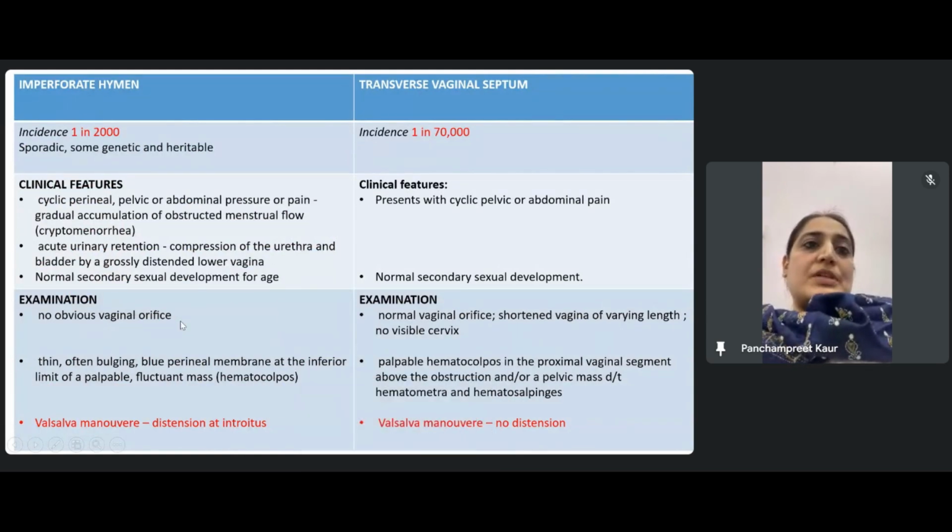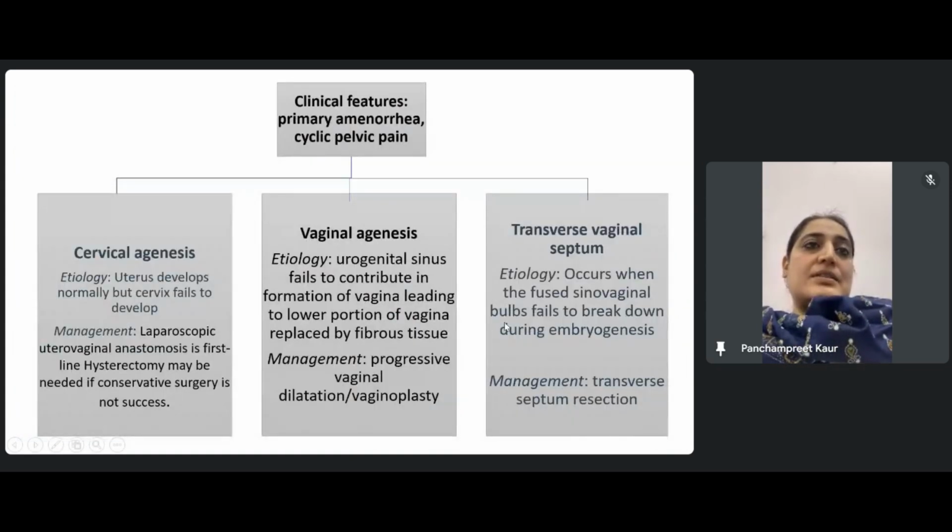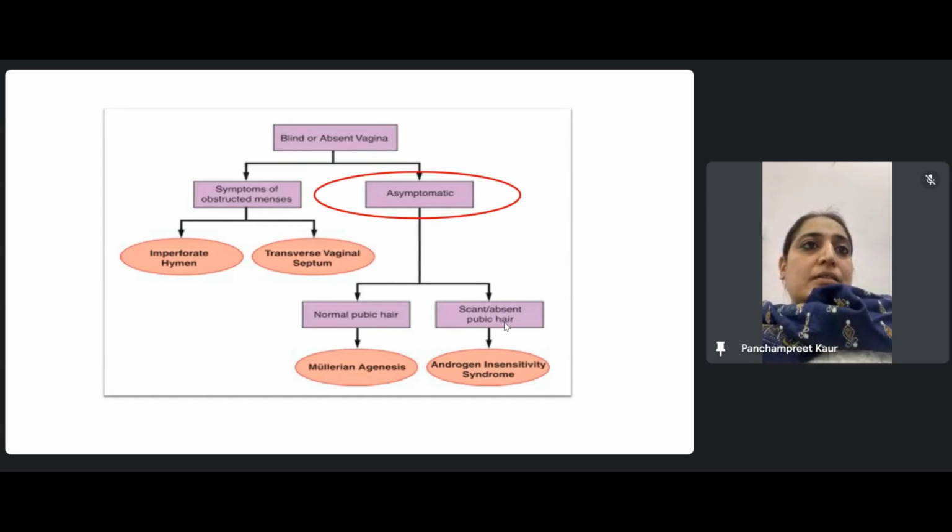In imperforate hymen, there will be no obvious vaginal orifice. However, in transverse vaginal septum, there might be a normal vaginal orifice. The Valsalva maneuver will cause a distension at the introitus in imperforate hymen. However, there will be no distension in cases of transverse vaginal septum. As discussed, we have already discussed the cruciate incision and the excision of septum in these cases. There can be cervical agenesis, vaginal agenesis along with it.